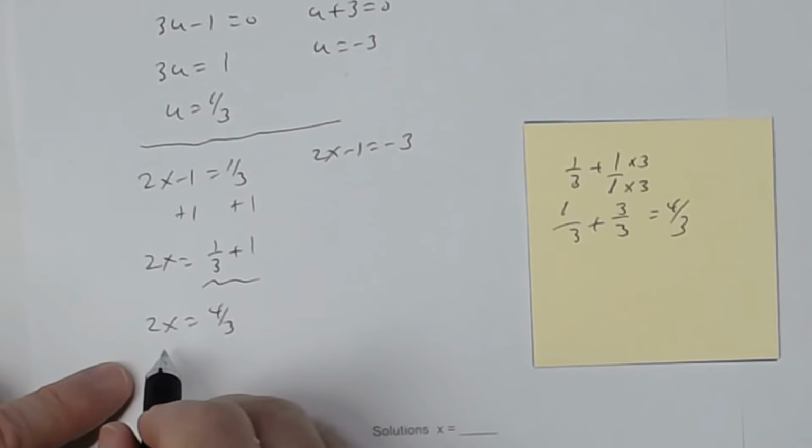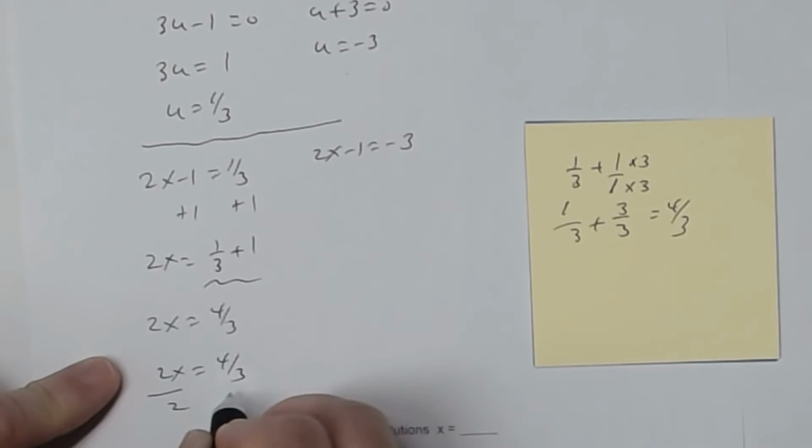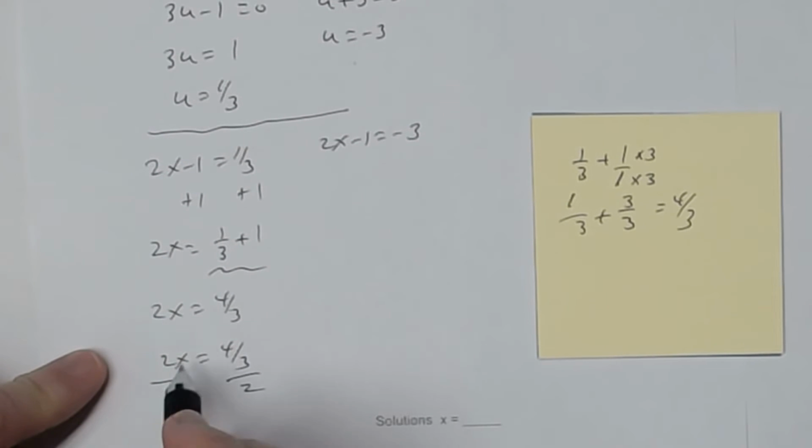Okay, so now I got to divide both sides by 2, right? So I'm going to go ahead and rewrite this over. So I'm going to divide both sides by 2 to get x by itself. 2 divided by 2 is 1. 1 times x is x.